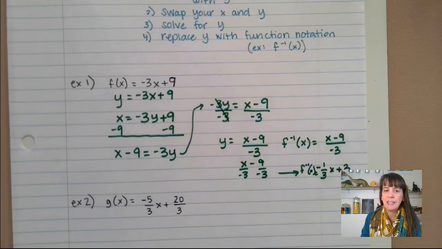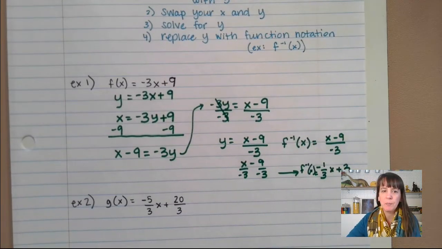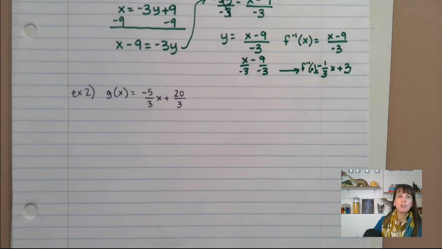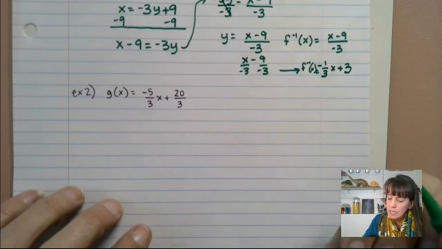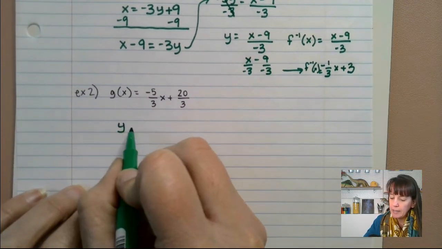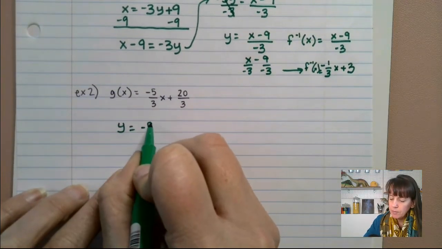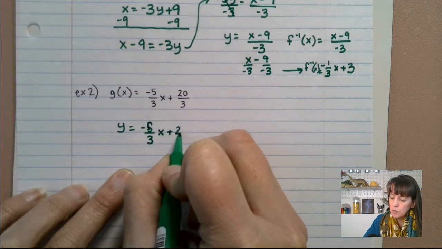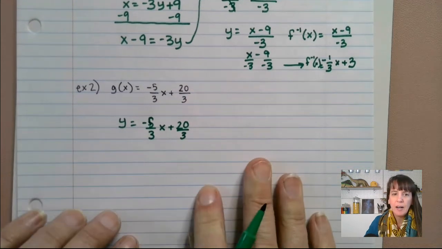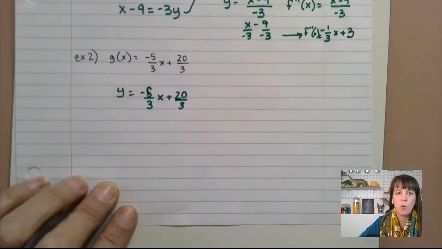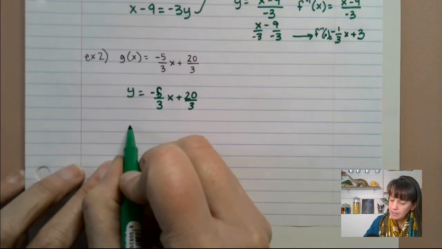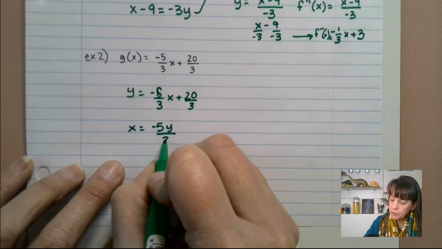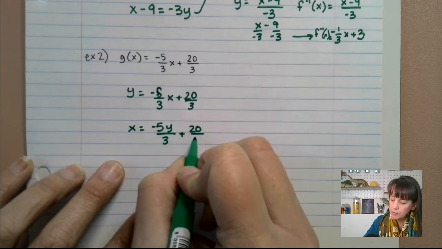Let's practice finding the inverse on this function right below. Here we have g of x equals negative 5/3 x plus 20/3. Again, we're going to swap out our g of x for y, and rewrite it: negative 5/3 x plus 20 over 3. Again, we're going to swap our x and our y. So x equals negative 5y over 3 plus 20 over 3.